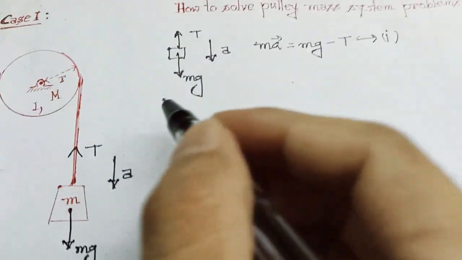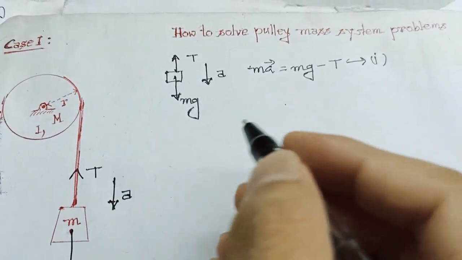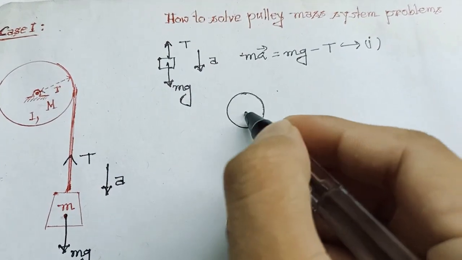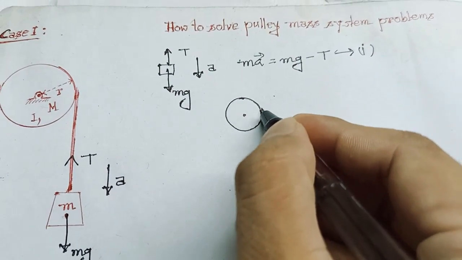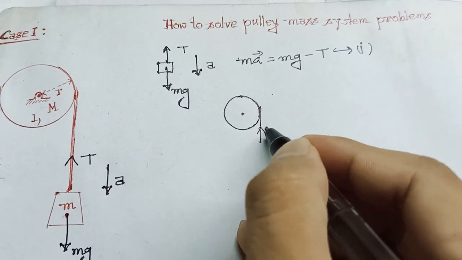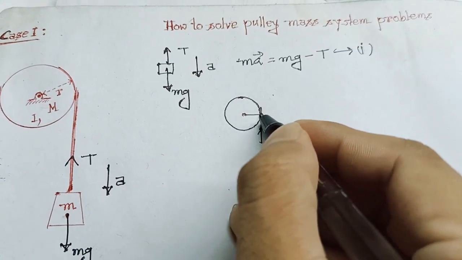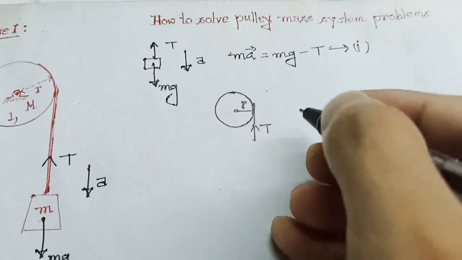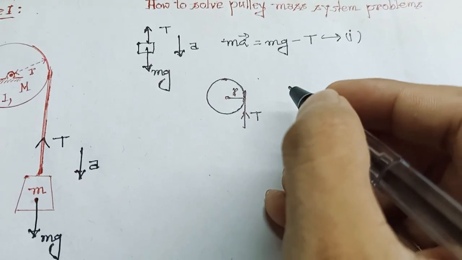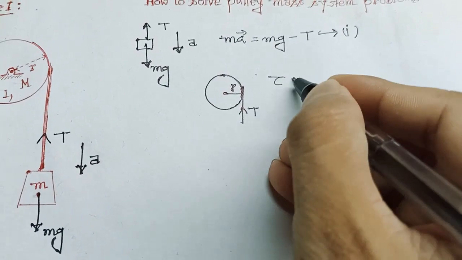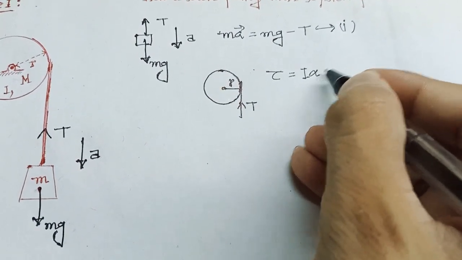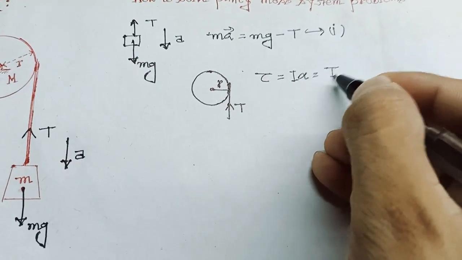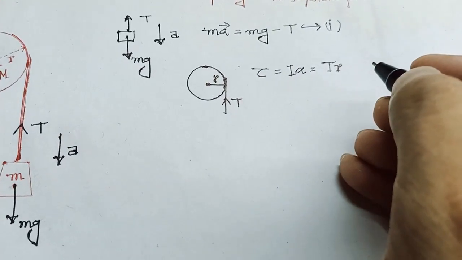Now we'll draw the diagram for the pulley. This is our pulley, and this is the center of the pulley, and as we know, the tension will act in this direction. This is the direction of the tension, and this is the distance from the center to the force of the tension. From this diagram, the net torque acting on the system will be tau equal to I alpha, which is again equal to the tension force times its corresponding distance, T r.